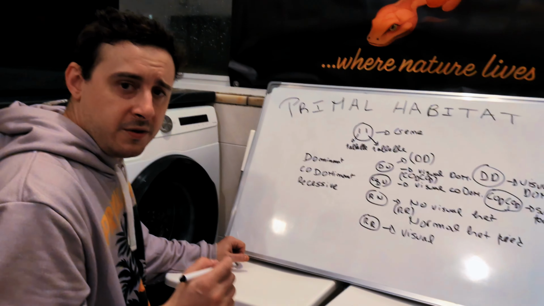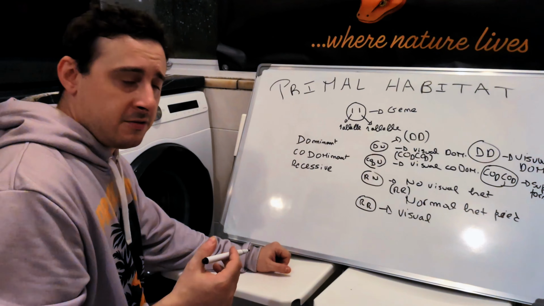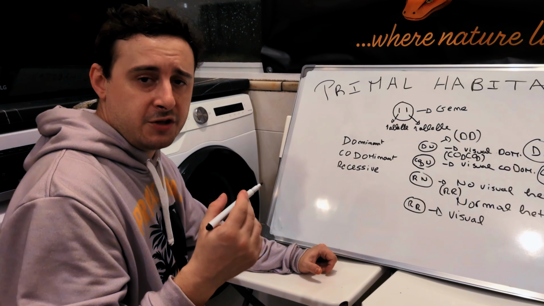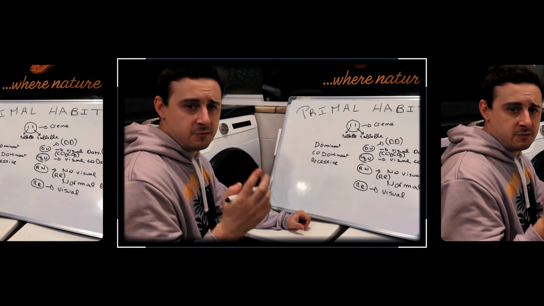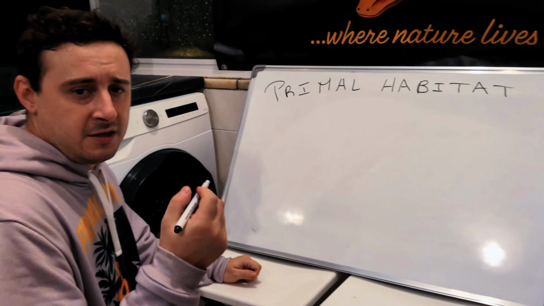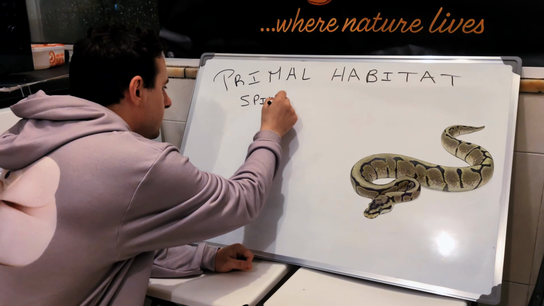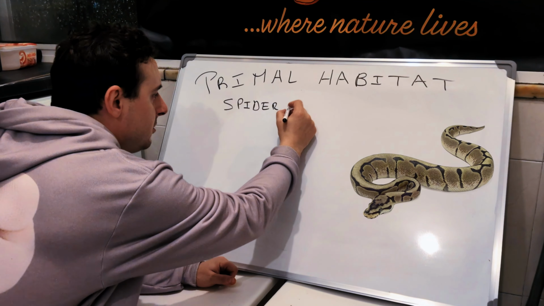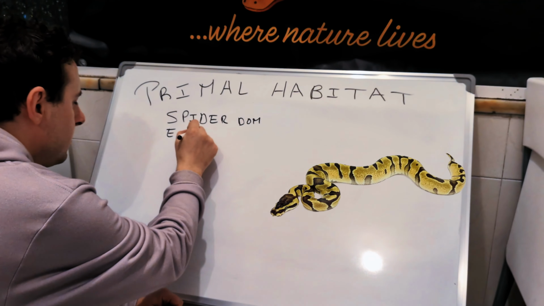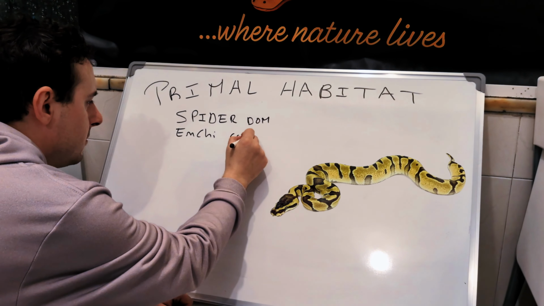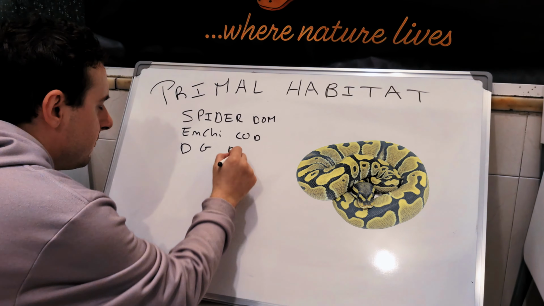So I will try to explain with an example. Okay, let's get three different genetics, one which is dominant, another that is codominant, and another that is recessive. Okay? So let's have a spider, which is a dominant gene, an enchi, which is a codominant, and a desert ghost, which is a recessive.